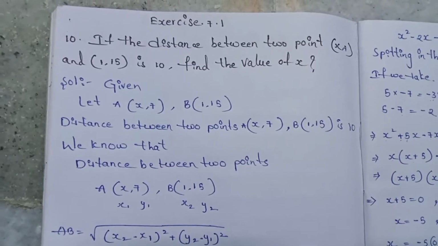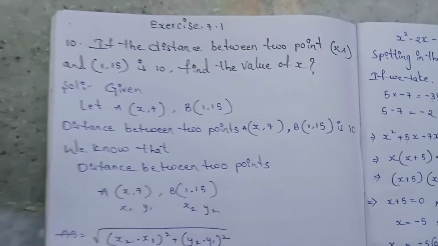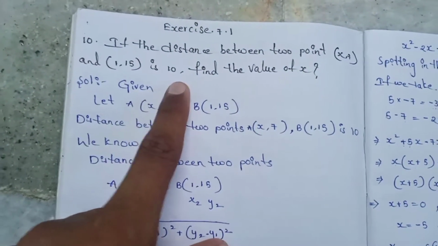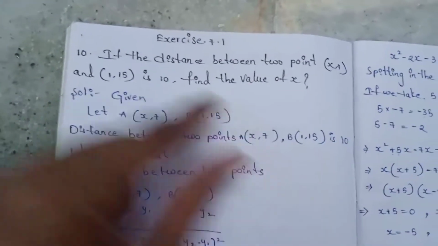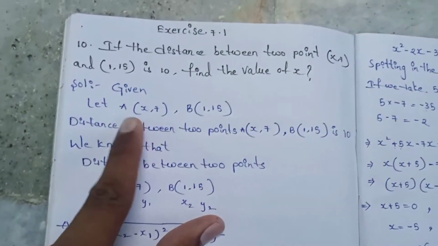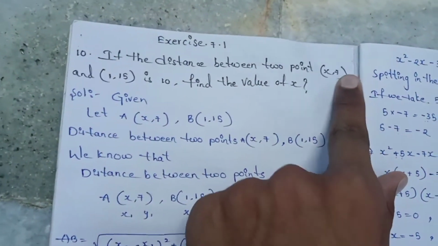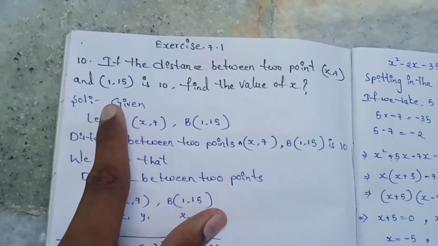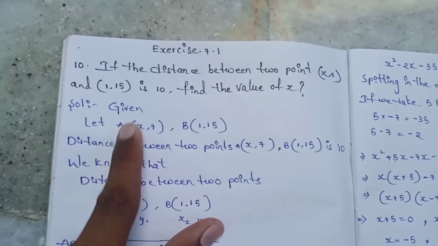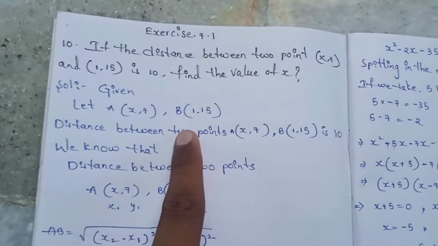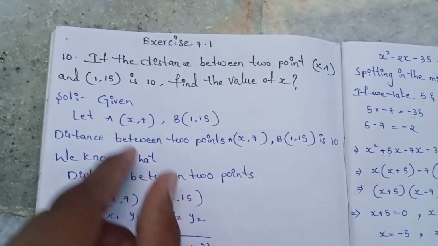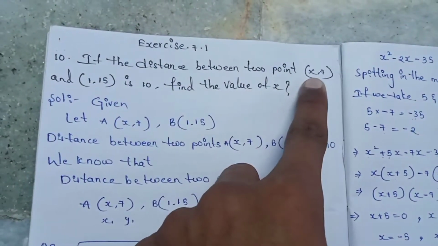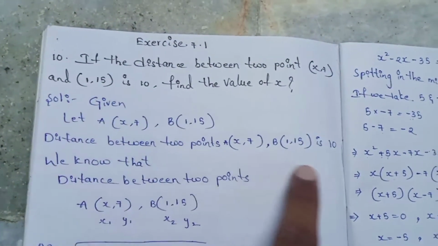See here, exercise 7.1, 10th problem. If the distance between 2 points x comma 7 and 1 comma 15 is 10, find the value of x. Now what is given in the question, let us write that. Here one point and here one point. Let us write it as A and B. Let A be x comma 7 and B be 1 comma 15. One more thing is given: the distance between the 2 points is 10.